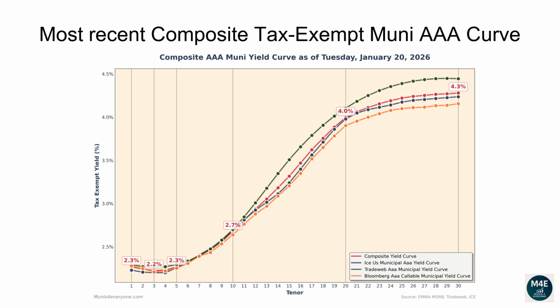The one-year composite tax-exempt yield is 2.27%. The two-year yield is 2.24%. The 3-year yield is 2.22%. The 5-year yield is 2.27%. The 10-year yield is 2.68%. The 20-year yield is 3.99%. The 30-year yield is 4.28%.